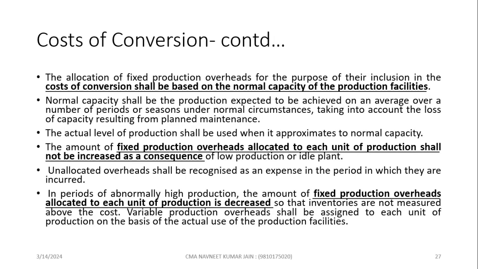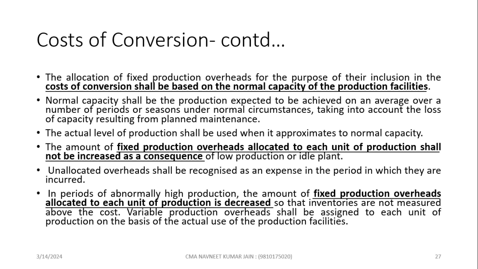Now, allocation of fixed production overheads for the purpose of their inclusion in the cost of conversion shall be based on the normal capacity of the production facilities. So they have also explained the meaning of normal capacity, which is incidentally the same as explained in our cost accounting standard 2, which is about capacity determination. So you will find more or less the same chronology they have followed, same explanation they have adopted here.